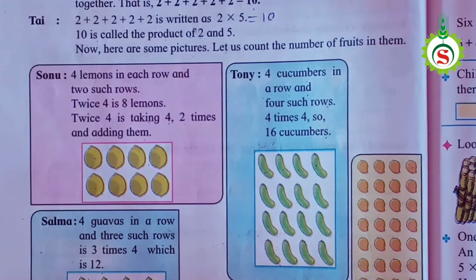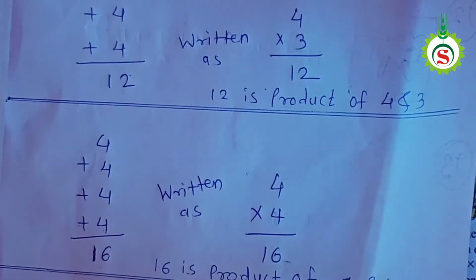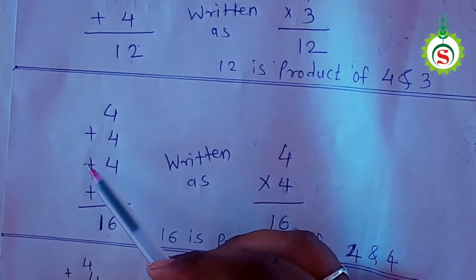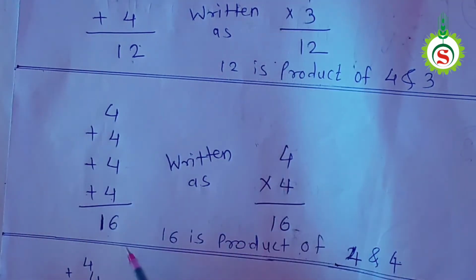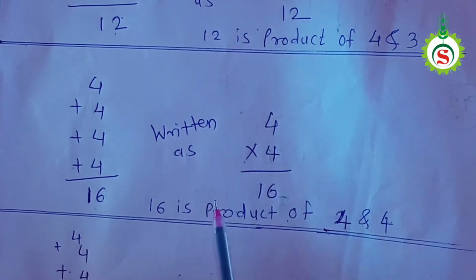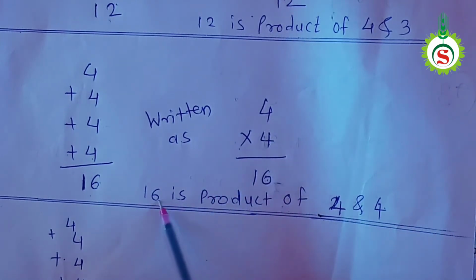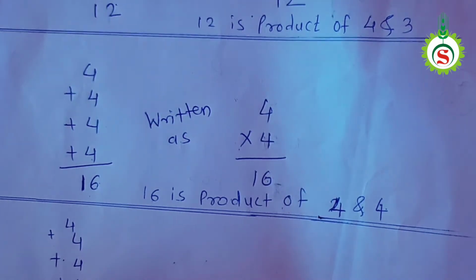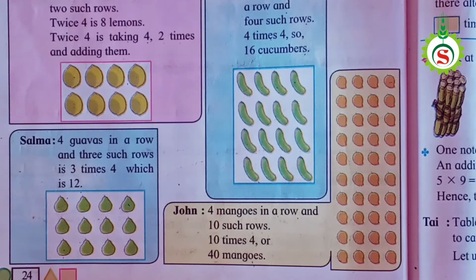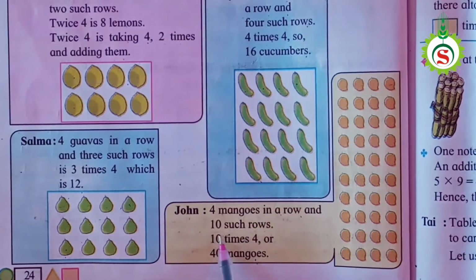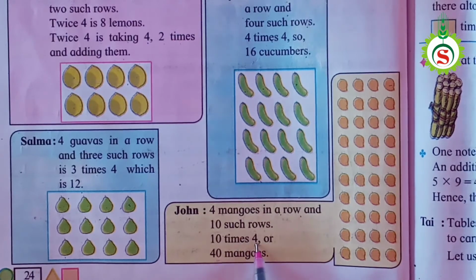See here, students. As an addition form, 4 plus 4 plus 4 plus 4 we get 16. Written as 4 multiplied by 4 we get 16. 16 is the product of 4 and 4. See the next sum. John has 4 mangoes in a row and 10 such rows. 10 times 4 or 40 mangoes.